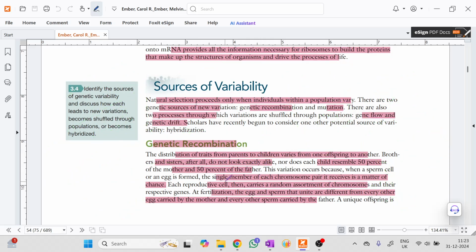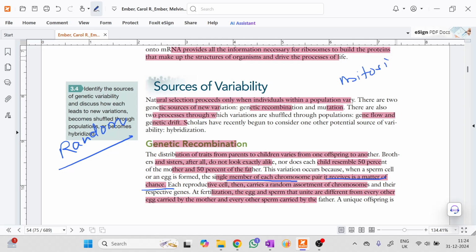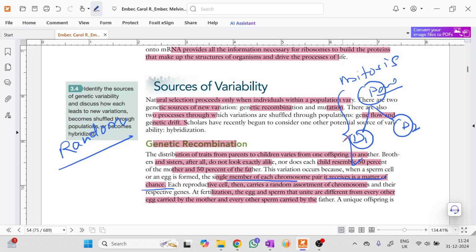First, the DNA, in the form of chromosomes, that is received from the parents is a matter of chance. That's why it is known as random assortment. So in mitosis, the material inherited by the daughter cells, this is a parent cell and these are daughter cells, the genetic material inherited by both daughter cells is similar to the one carried by the parent cell.